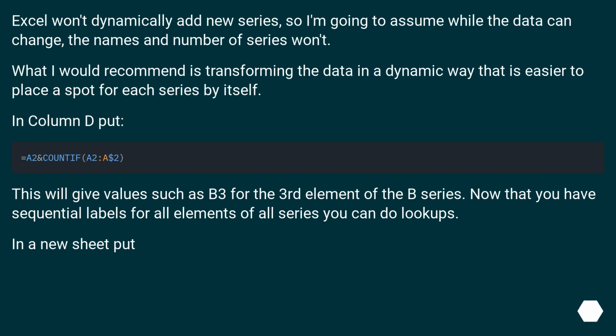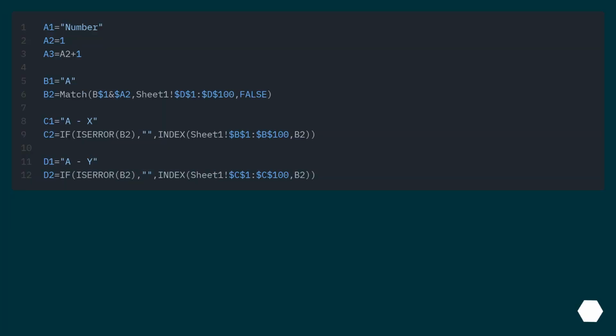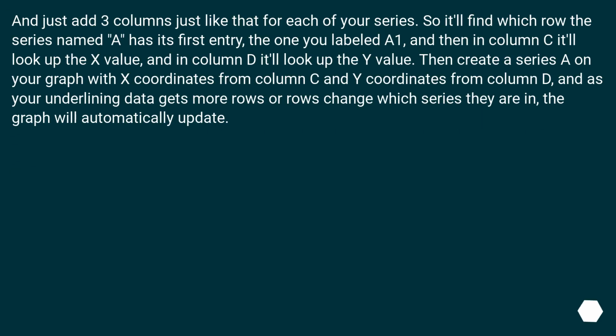Now that you have sequential labels for all elements of all series, you can do lookups. In a new sheet put this, and just add 3 columns just like that for each of your series. So it'll find which row the series named A has its first entry, the one you labeled A1, and then in column C it'll look up the X value, and in column D it'll look up the Y value.